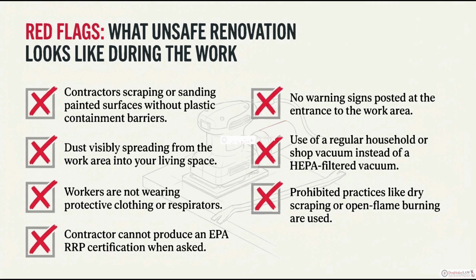What else is banned? The RRP rule specifically prohibits things like open flame burning to remove paint or using a heat gun above 1100 degrees Fahrenheit. Why the heat gun rule? Because that extreme heat doesn't just peel the paint, it actually vaporizes the lead. It creates this invisible, toxic fume that's incredibly easy to breathe in. It just turns a bad situation into a disaster.